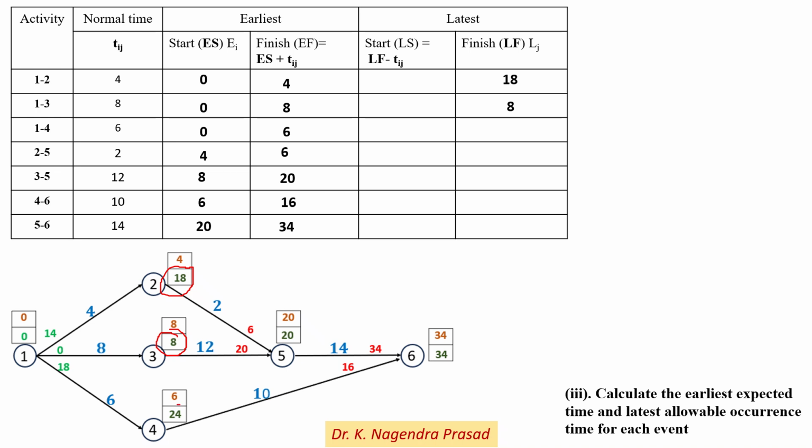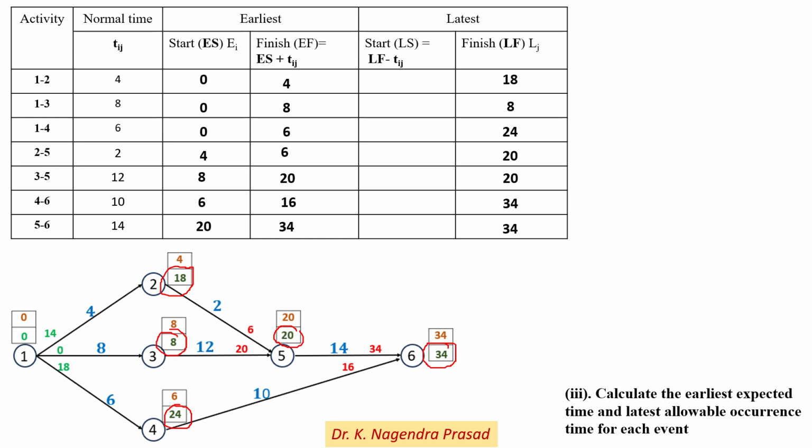Next one is activity 1 to 4. For activity 1 to 4, the latest finish time is 24 at event 4. And next for 2 to 5, the latest finish time is 20 at event 5. For 3 to 5 also, the latest finish time is 20 at event 5. And next one is 4 to 6. For 4 to 6, the latest finish time is 34 at event 6. Similarly, for 5 to 6 also, the latest finish time is 34.